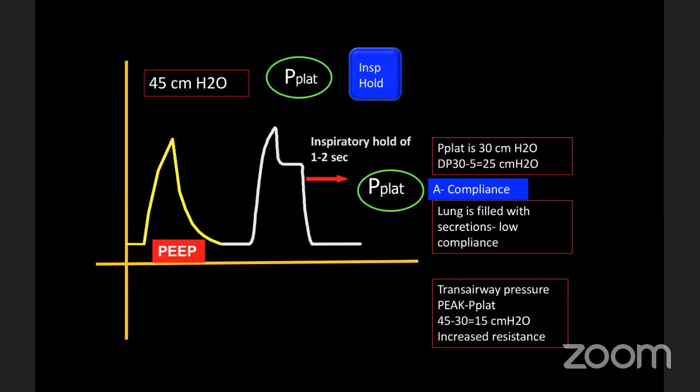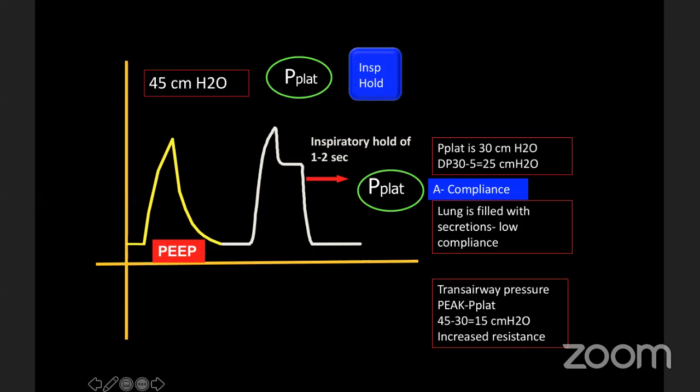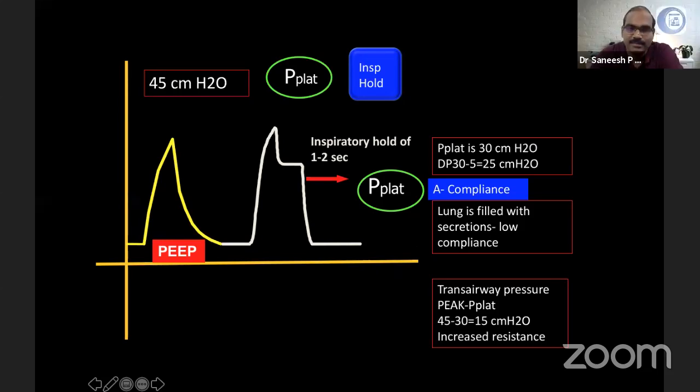So this is the idea of using the plateau pressure. You just do the inspiratory hold for 1 to 2 seconds, then the whole scenario unfolds before you. Suppose the plateau pressure was low and only the airway pressure is high, then you need to tackle only the airway resistance. Now, if you are getting a message that the lung is filled with secretions, that is why there is a compliance issue. So this is the beauty of looking at the scalars on your ventilator screen.